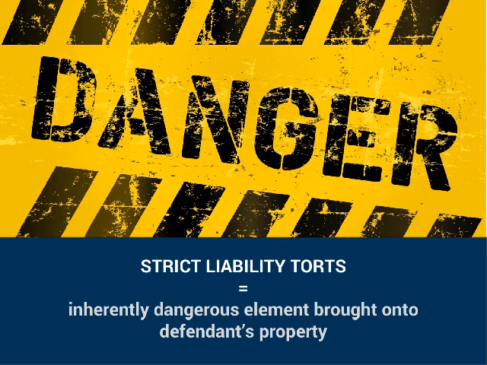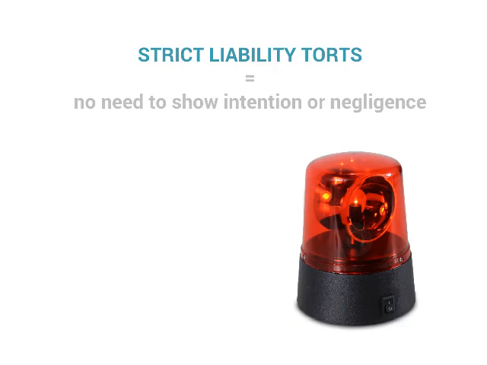Now let's look at the area of strict liability torts. In the case of strict liability torts, a person is held strictly responsible for what occurs, regardless of whether they have been negligent or intended to harm. To establish liability under this heading, it is necessary to demonstrate that the element was inherently dangerous, and the defendant brought the element onto his property. In such circumstances, the defendant is deemed to keep the element at his own risk, for example, a loaded gun, and is considered strictly liable for any harm that results therefrom.